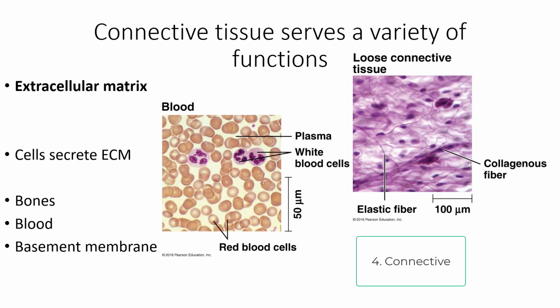Connective tissue serves a variety of functions. Connective tissue is basically cells floating in an extracellular matrix or secured in an extracellular matrix such as in bones. The cells actually secrete this ECM, extracellular matrix, so you have bones, blood, and the basement membrane of epithelium are all different types of connective tissue.